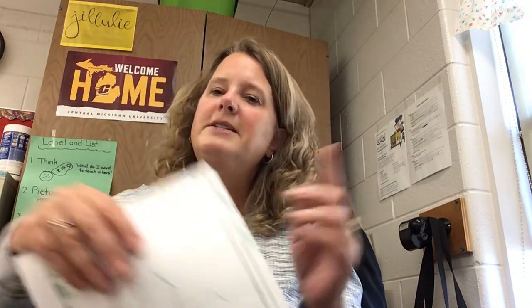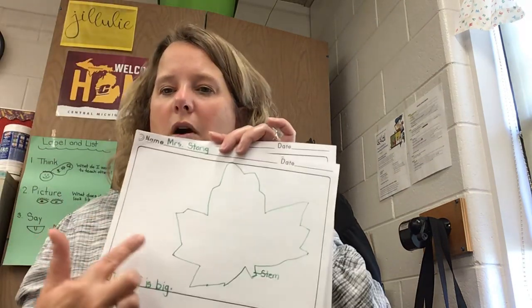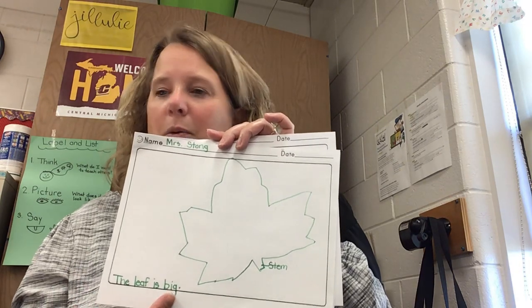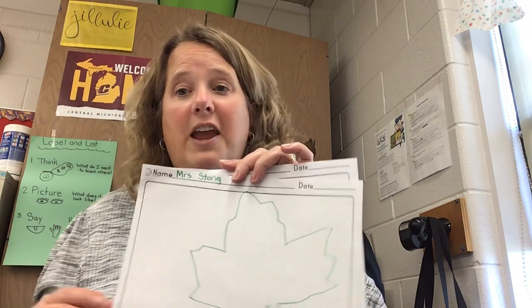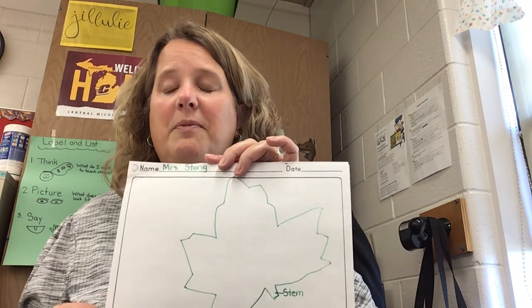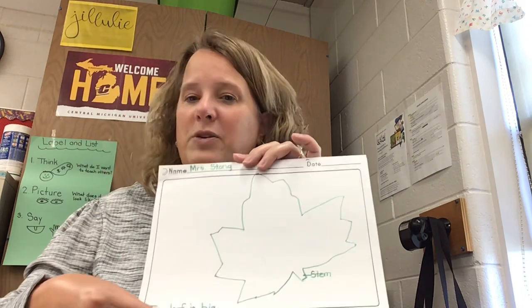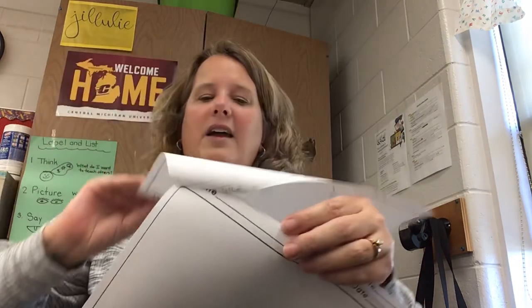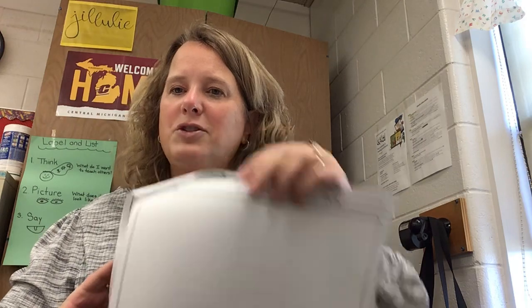So writers, today I want you to observe your leaf. Look at everything you see and think of 3 things to say about your leaf. Draw your picture, write your words. You've got your letter chart and your word wall to help you. When you get done with page 1, try to do page 2. And if you have time, go to page 3.